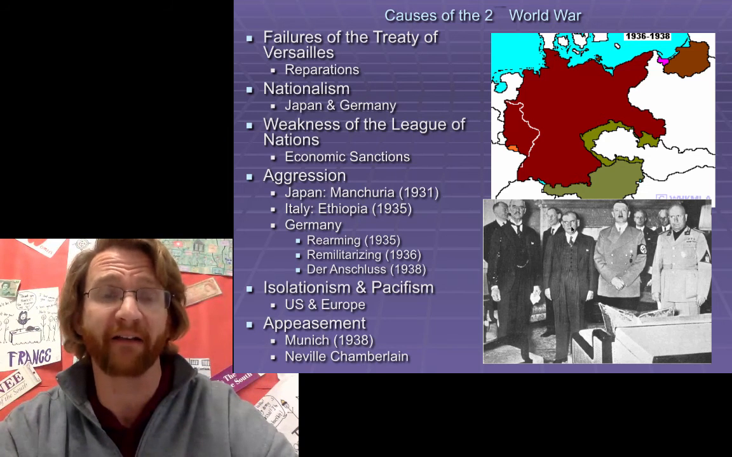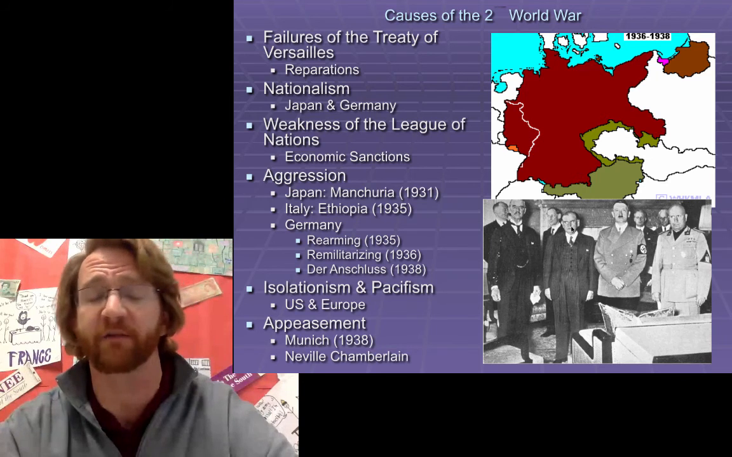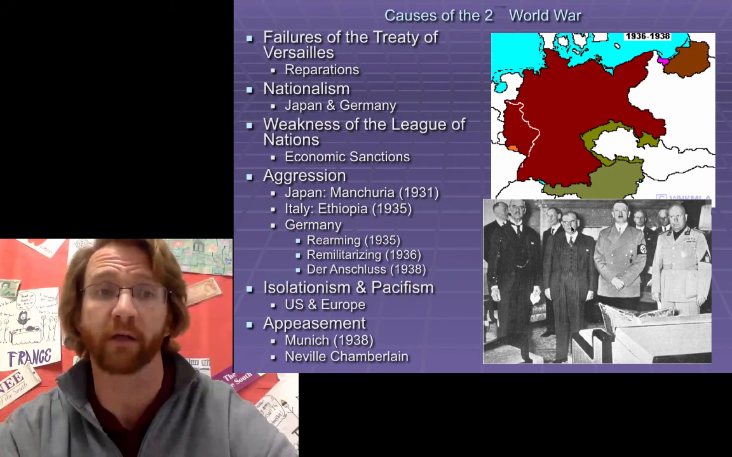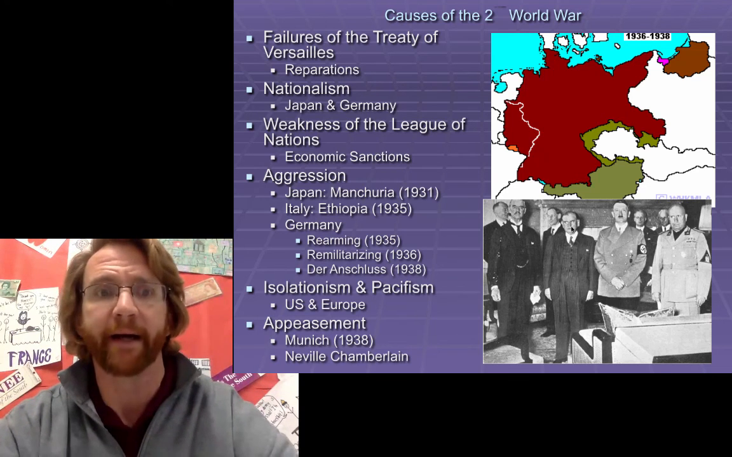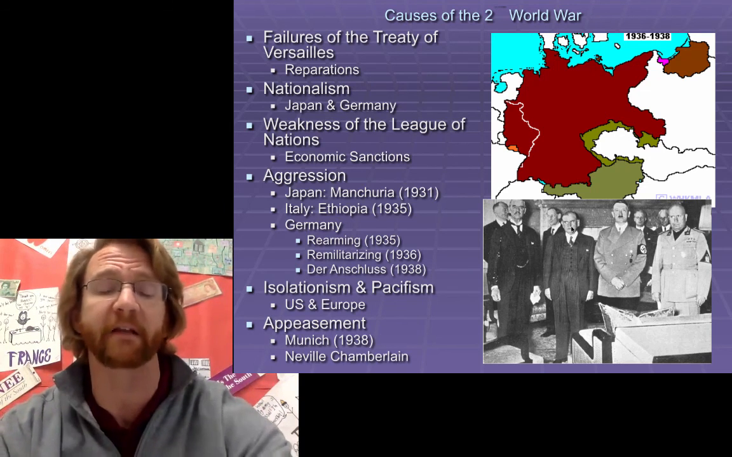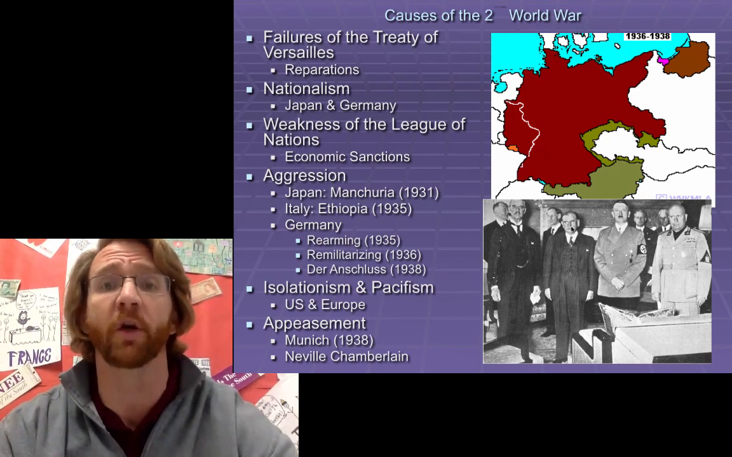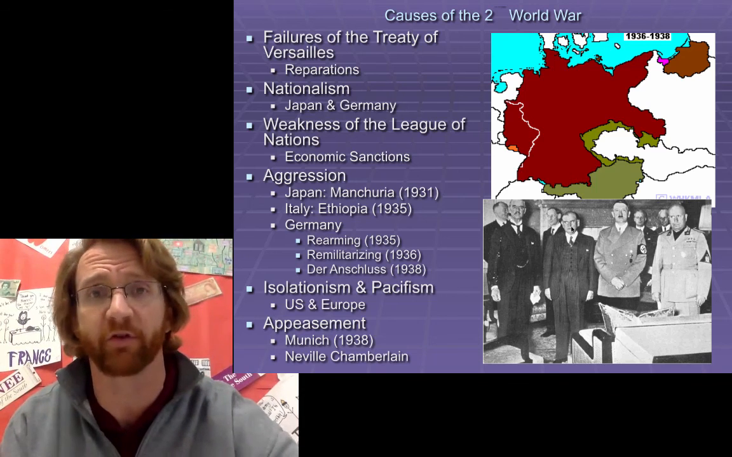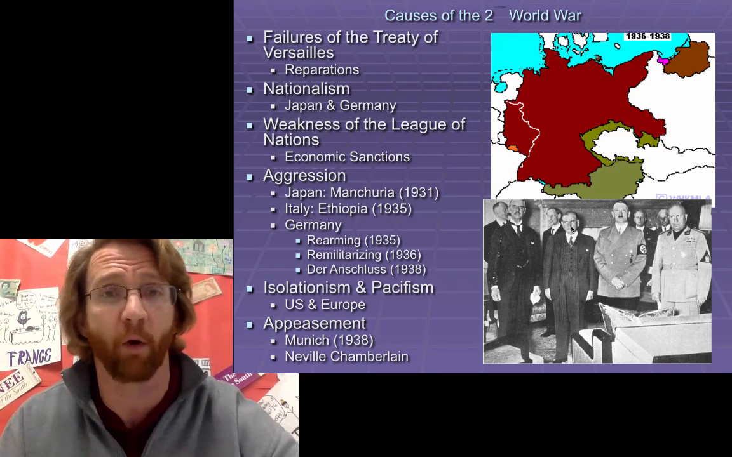So those are the 5-6 things rather that caused World War II or led up to it. Failures of the Treaty of Versailles, specifically the reparation payment and war guilt clause. Nationalism, weakness of the League of Nations, aggression by who become the Axis powers, and then isolation of the U.S. and pacifism in Europe, really trying to appease Hitler and whatever he wanted. And remember, appeasement took place at the Munich conference in 1938 as led by Neville Chamberlain, who was the British prime minister, who said, we're going to have peace in our time. And that didn't work out so well for them. But we're going to find out more about that tomorrow.